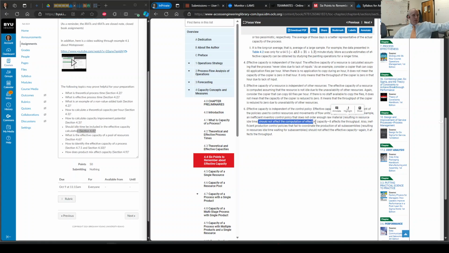And this idle time should not affect the computation of effective capacity. It does affect the throughput. And this is, again, talked about a couple times throughout the chapter, I believe. And this is one example to answer that question. Let's go to section 4.6.